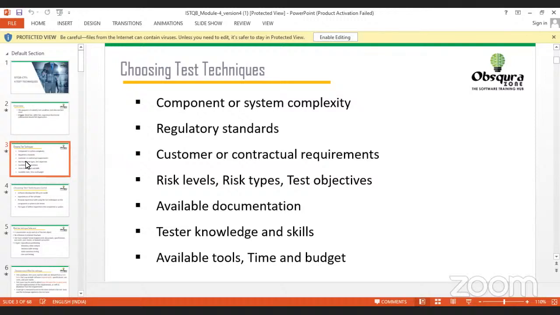Now, the risk levels, risk type, the test objectives, and available documentation. Available documentation means, for example, for an e-commerce site we may already have documentation available. Based on that experience and the already available material, we can choose a test technique. Now, tester knowledge and skills. Then, based on the available tools in the market, and time and budget, we choose the test techniques.